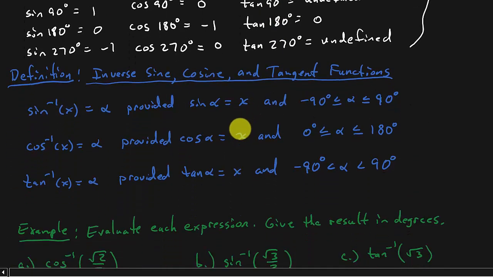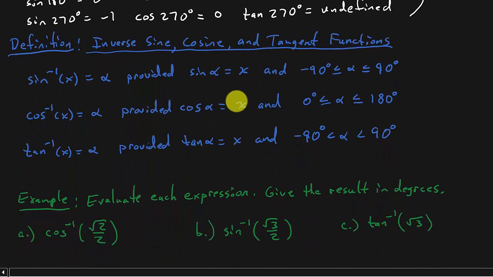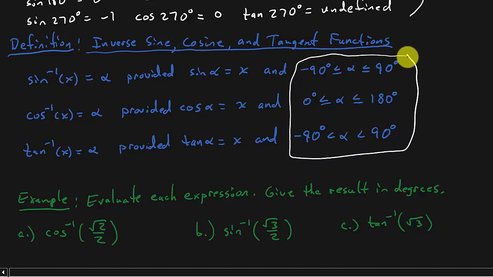All right, so now we've got the definition of the inverse sine, cosine, and tangent functions. We have the inverse sine of x equals alpha, provided that the sine of alpha equals x, where alpha is between negative 90 and 90 degrees. And then the same thing for cosine, but alpha is between 0 and 180. And then the same thing for tangent, where alpha is between negative 90 and 90. Now, notice this part over here.